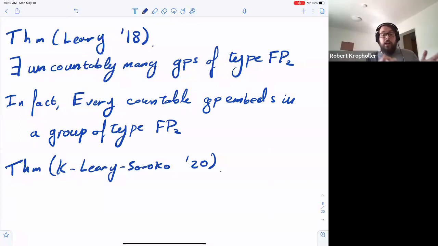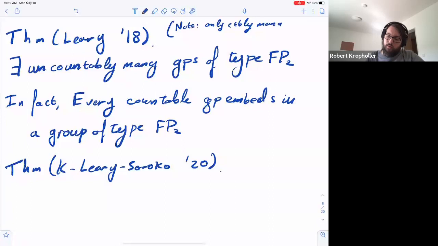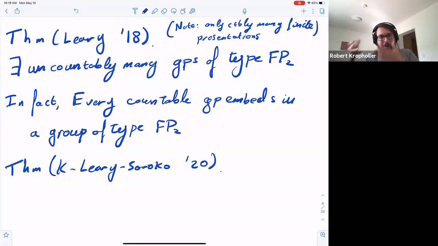And you could counteract this with, if you've never thought about it before, you should note that there are only countably many finite presentations. So in particular, there can only be countably many finitely presented groups. Each one has a presentation, and there's some equivalence on this class of presentations. So not only do these groups of type FP2 exist, there are lots of them, and in some sense the ones that aren't finitely presented are really the norm. Most groups of type FP2 are not finitely presented.